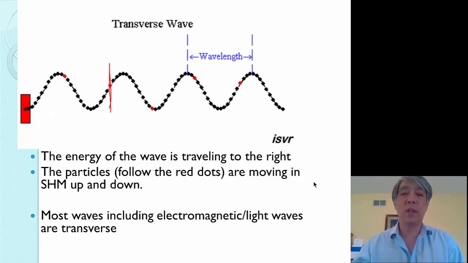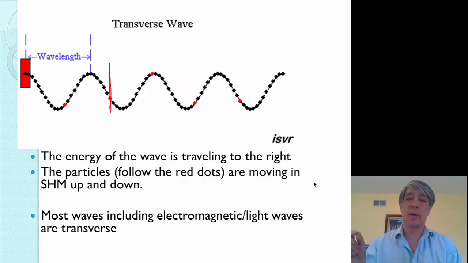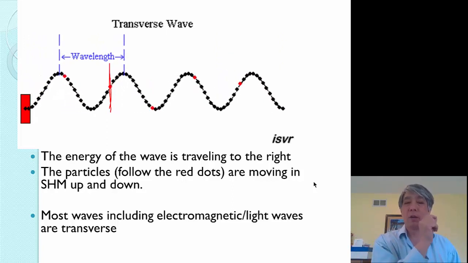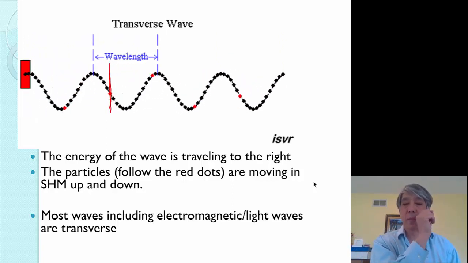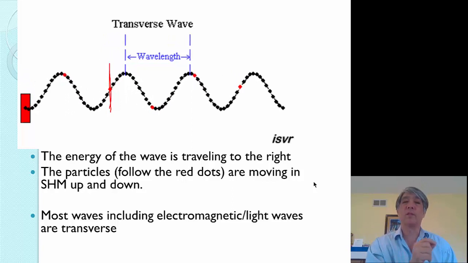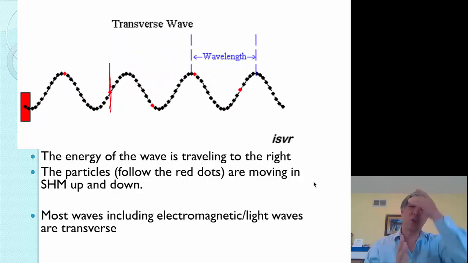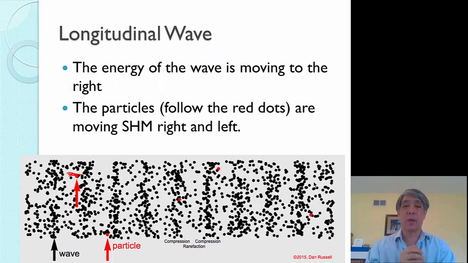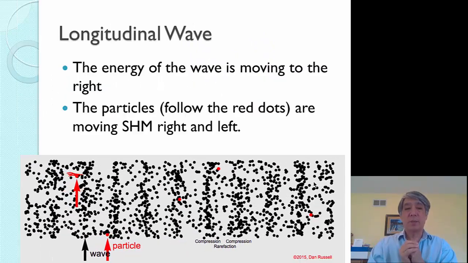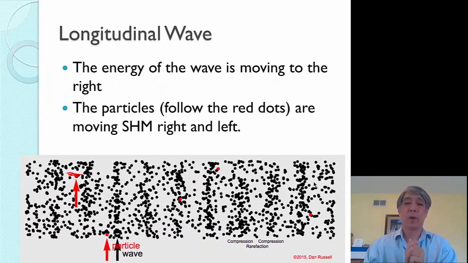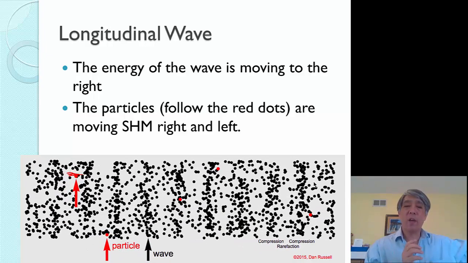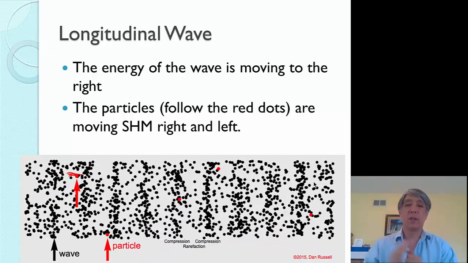Most of our waves, including the electromagnetic light waves that we'll talk about, are going to be transverse waves. The vast majority of waves that we'll study are going to be transverse. This is an example of a longitudinal wave. Again, my wave energy is going from left to right.